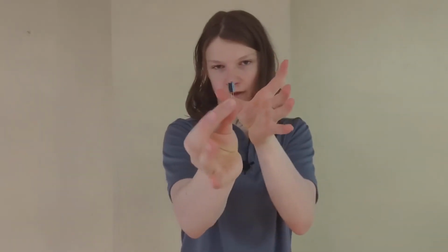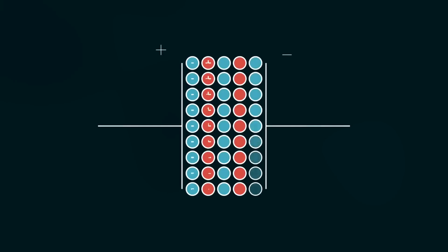Now, a real capacitor doesn't have parallel plates. Instead, they're coiled up into a little cylinder like this. And in between the plates, they don't just have air. Instead, there's an insulating material, which is one that doesn't conduct electricity. To see why, let's take a look at what happens to the insulator when you insert it.